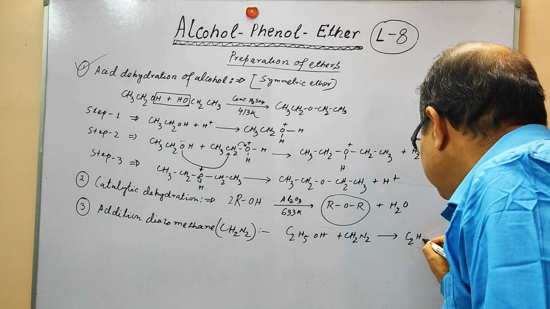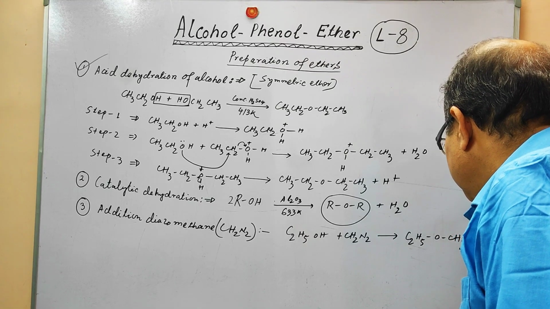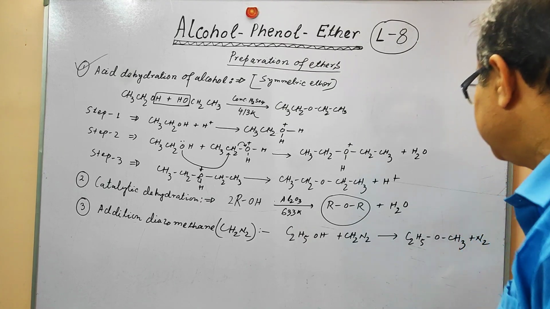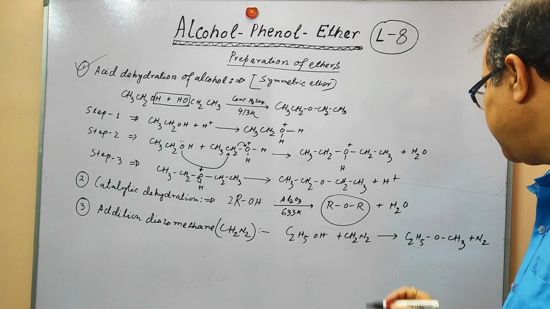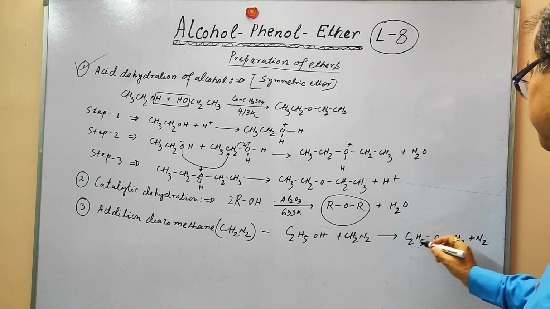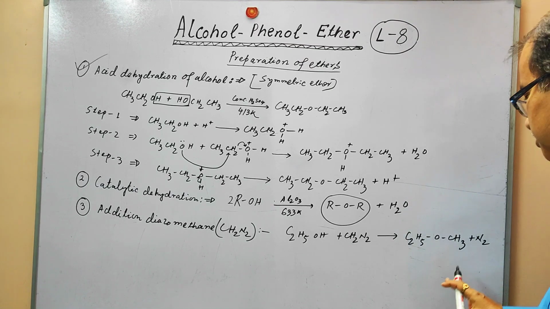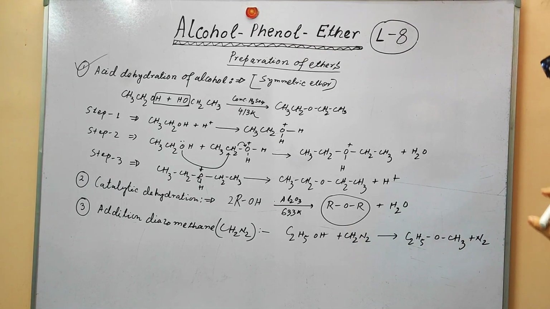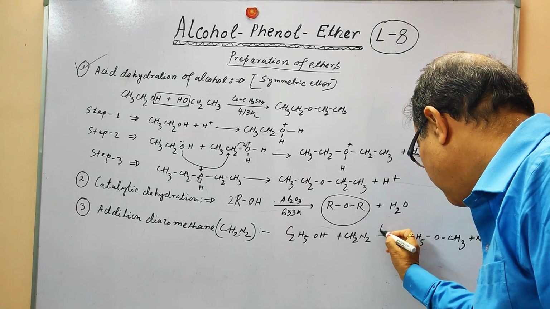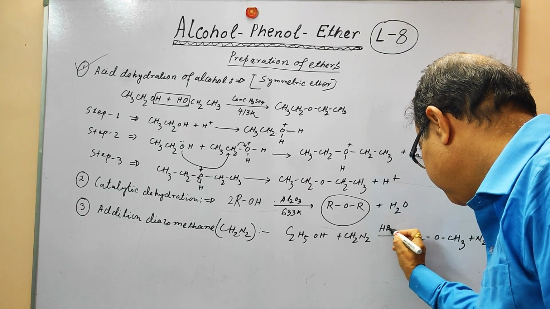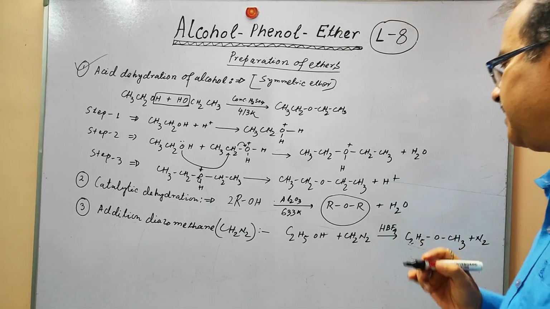It is going to produce this ether. It is the unsymmetric ether. You can see one alkyl group is methyl and another is ethyl. So you can produce this methoxyethane. This is methoxyethane, or you can call it ethyl methyl ether. But here you have to use one catalyst, tetrafluoroboric acid.